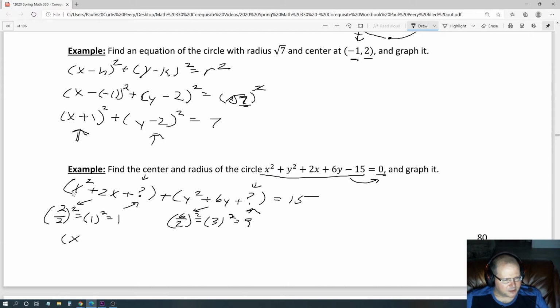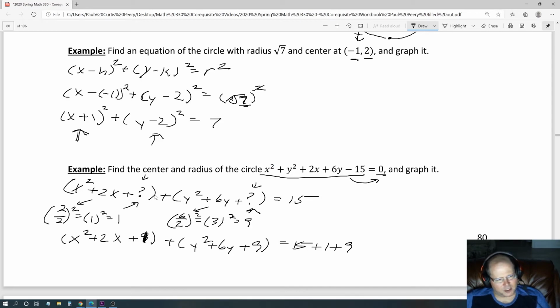Okay, so let's rewrite it. We end up with x squared plus 2x plus 1, and then we have y squared plus 6y plus 9, and that's still equal. At the same time that we added a 1 and a 9 on the left side of this equation, to balance it out, if we add a 1 and a 9 to one side, we have to add the 1 and the 9 to the other side. We added 1 and 9, which is 10, to one side, and 1 and 9, also 10, to the right side, so that we have a nice balanced equation.